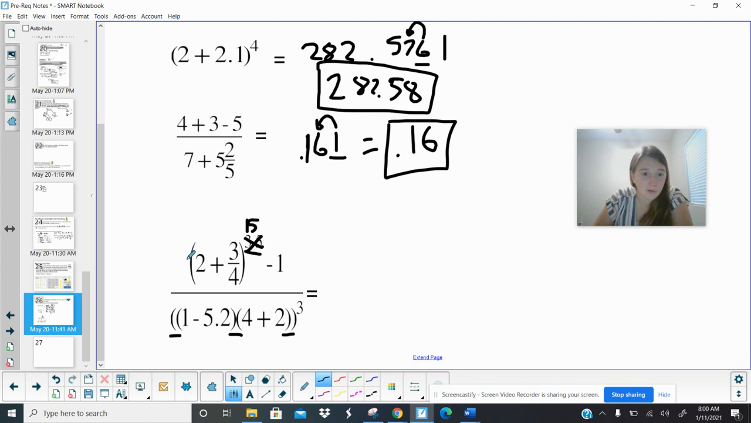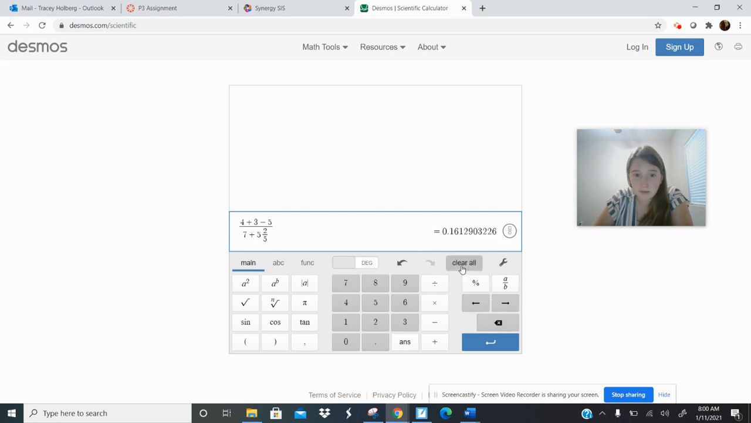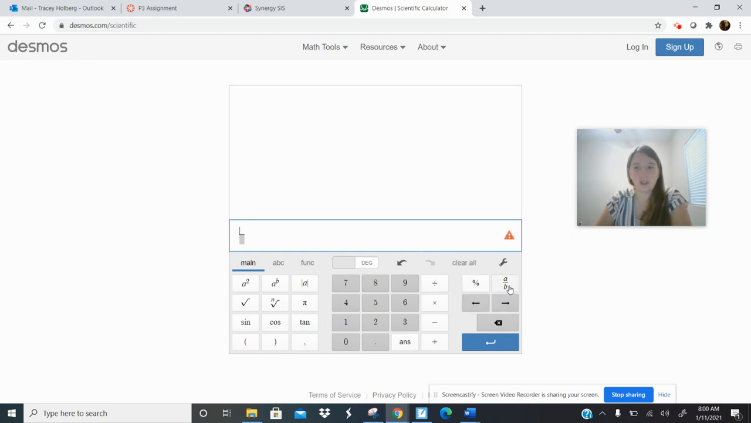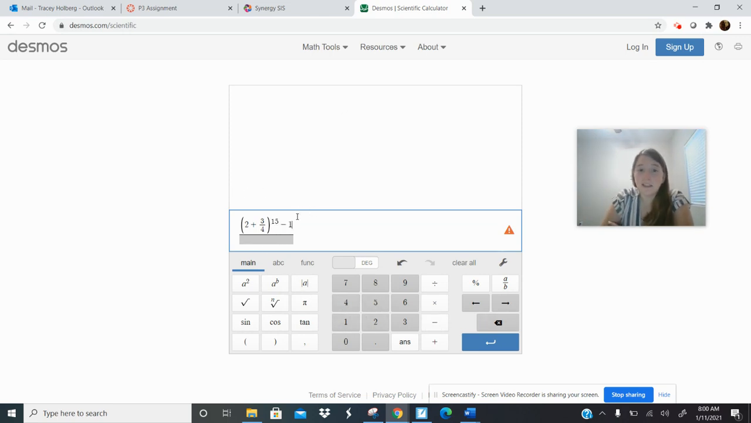Okay, so let's try this. I have parentheses 2 plus 3/4 to the 15th minus 1. Let's clear this out. I have a fraction. You should have hit that first. Parentheses 2 plus fraction again, fourths, close parentheses, to the 15th minus 1. Now notice that this looks exactly like the paper. Yeah, this minus 1 is not in the exponent. If you are using your own calculator, it's possible the minus 1 is in the exponent. So just be careful. The minus 1 is bumped back down.